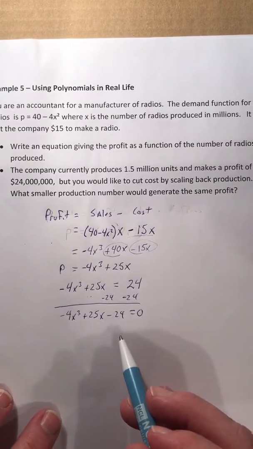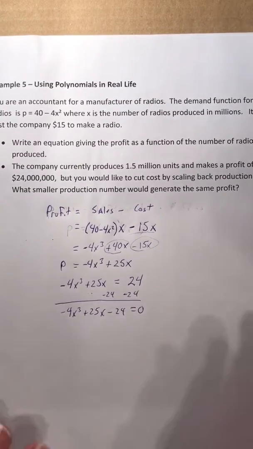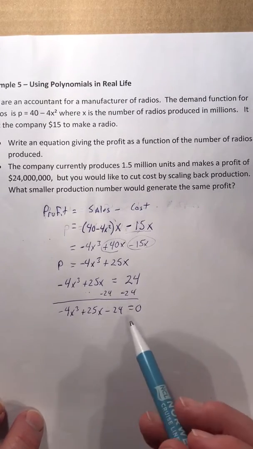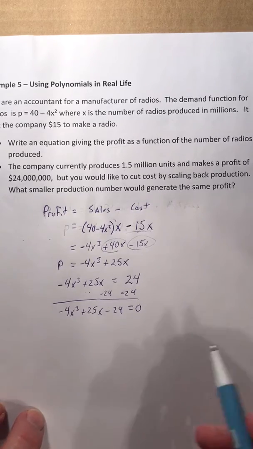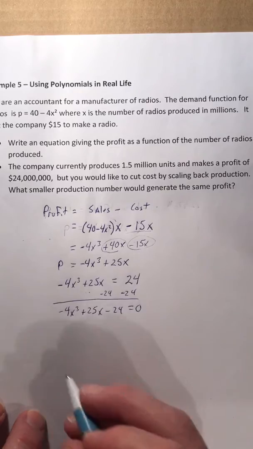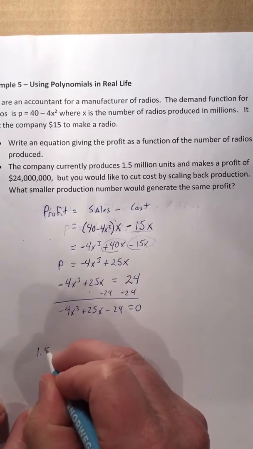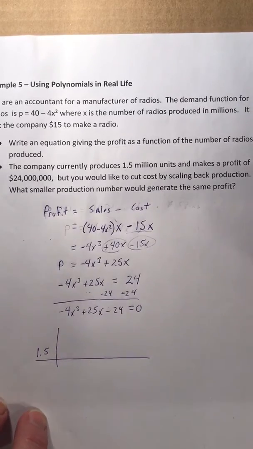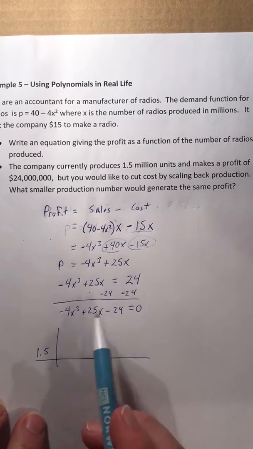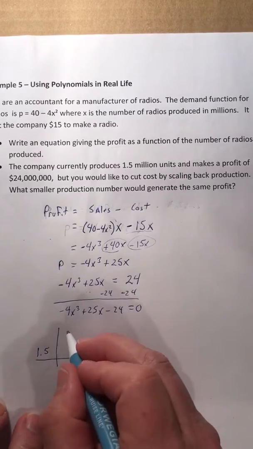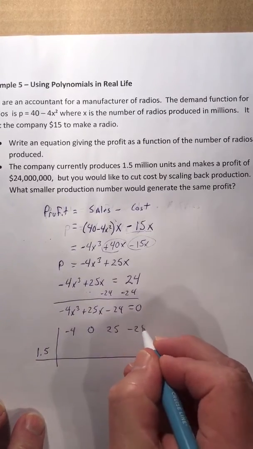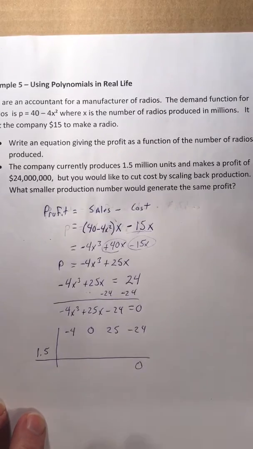All right, so that's what they want us to do, they want to know, can we make any less radios and still come up with the same 24 million? Well, they told us 1 zero was at 1.5. So we would put the 1.5 out front, and we're going to factor that out of this. All right, now we're missing an x squared term, so we would put negative 4, 0, 25, and negative 24, and we already know that this gives us a 0 there because that's one of the zeros for the function.